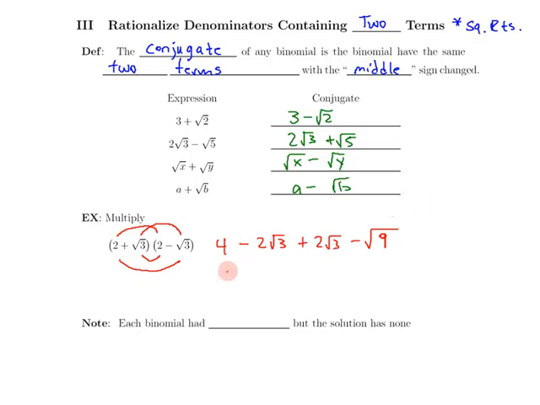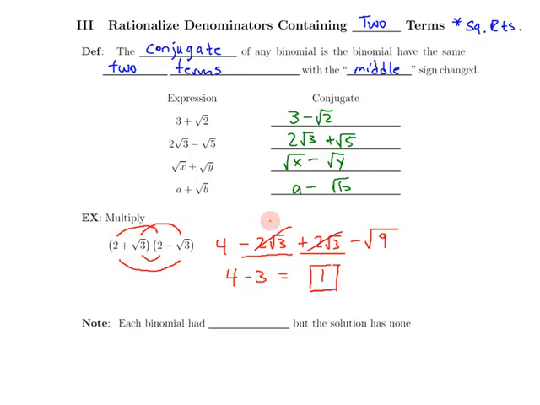Okay, so I have 4. What happens here? Minus 2 square roots of 3 plus 2 square roots of 3. That's right, they cancel. Minus square root of 9 is minus 3. You end up with 1. Now what's significant about that? There are no radicals. You took two expressions that had radicals, multiplied them together, and you end up with something that doesn't have a radical. Aha, there's a technique.